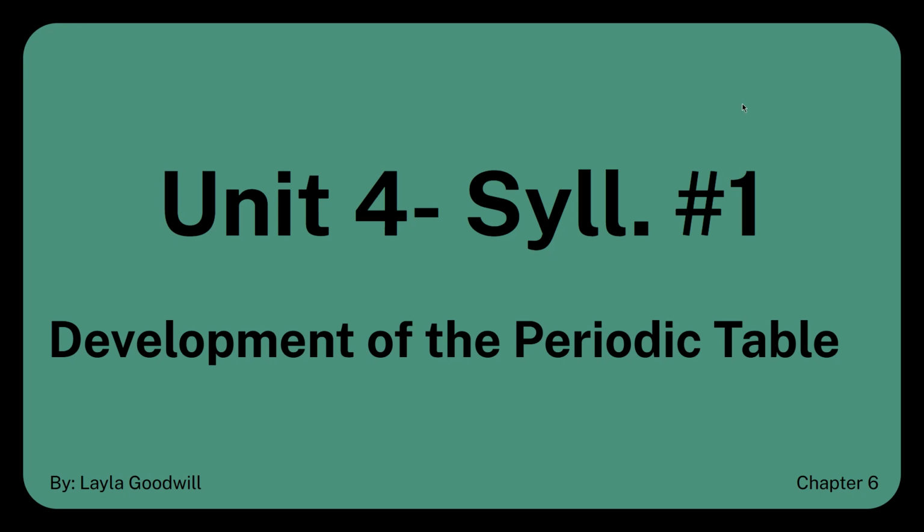This is Unit 4, Syllabus 1, which is the development of the periodic table. This talks mainly about the important people of the unit and their ideas about how the periodic table should look and what the components of the periodic table are. All information found in this video is from Chapter 6 in the McGraw-Hill book, where, if more information is needed, it goes more in depth and talks further about the people and their ideas.